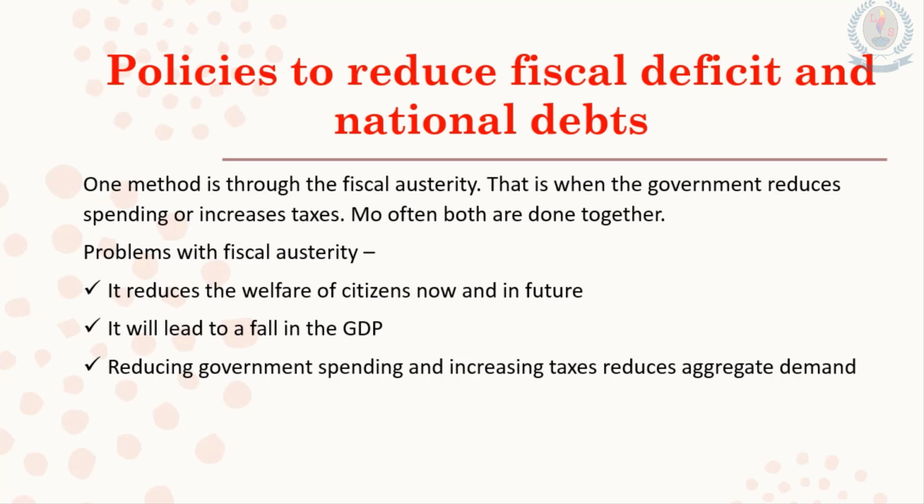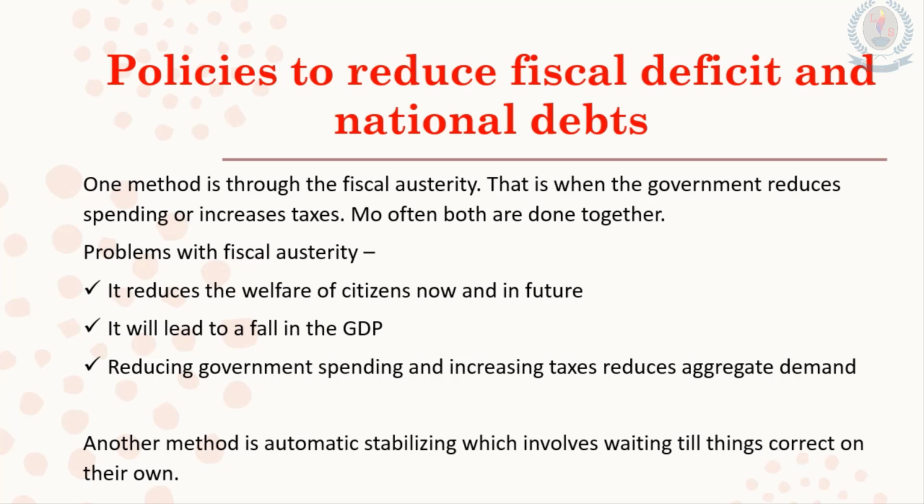As explained above, when the government spending is reduced and the taxes are increased, the aggregate demand of the country reduces. So one method to correct the fiscal deficit is through fiscal austerity, where the government will control their spending and try to ensure higher tax revenues.